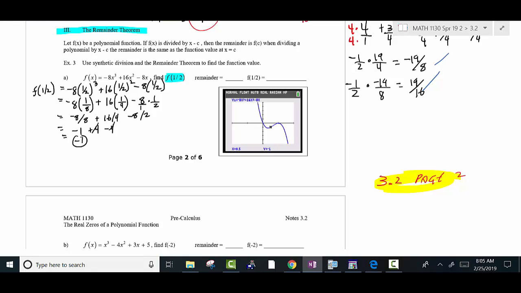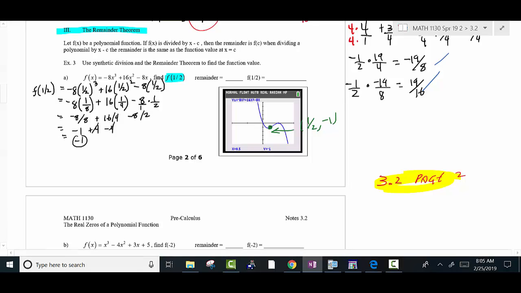So what you would find on this, did I put this graph on your handout? I don't remember. I tried to put some graphs on here so we can save a little bit of time. So what we have is this point right here. That point is the point 1/2, negative 1. All right, so now we're going to do the remainder theorem.